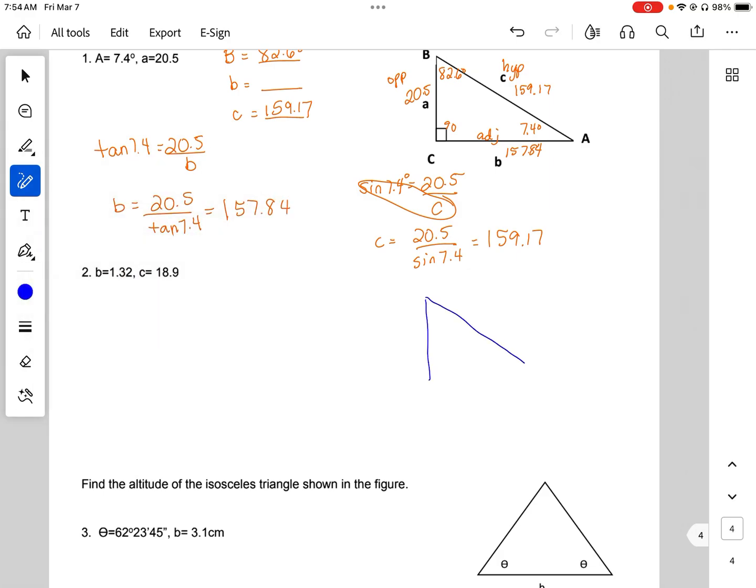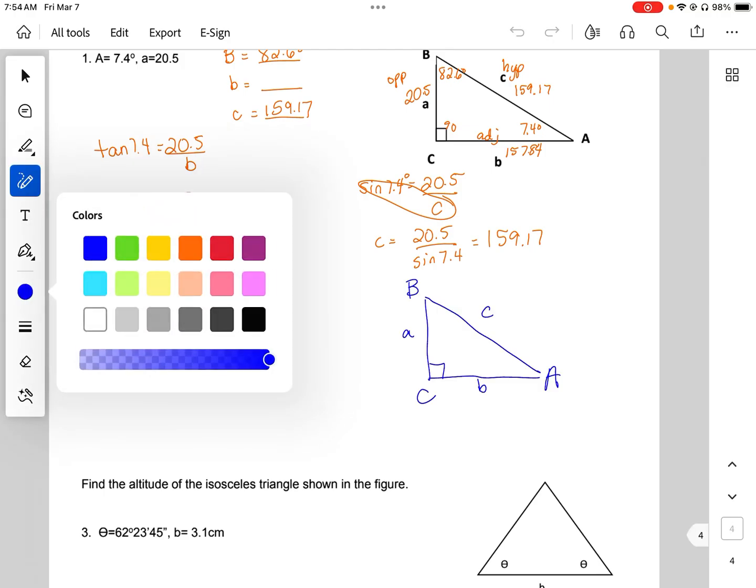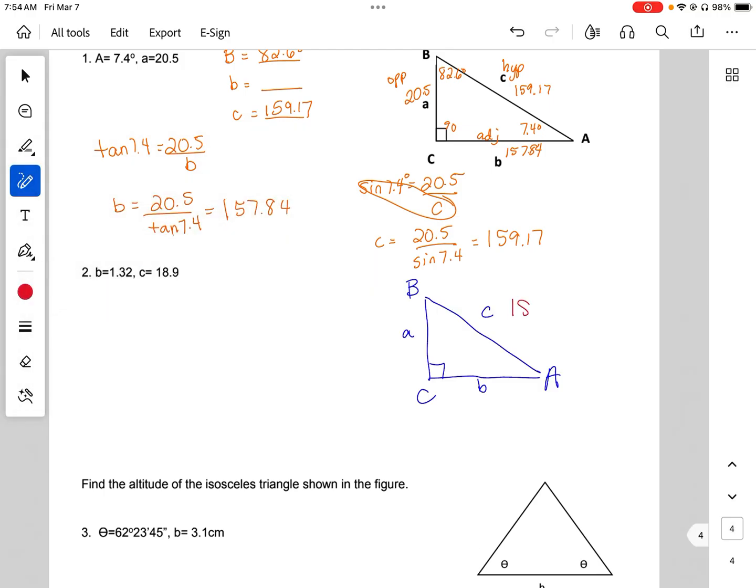All right, let's look at the next one. We have another triangle that we should draw. All right, and then across is B, across is A, across is C. So it tells me that c is 18.9, and we know it's a side because it's a lowercase. And then b is 1.32. So we've got to find everything else.